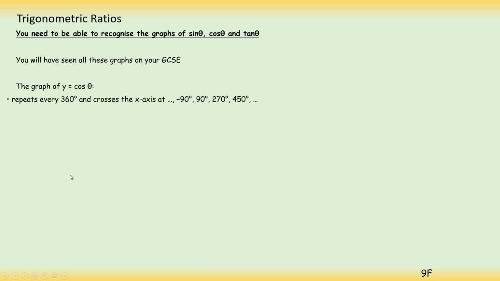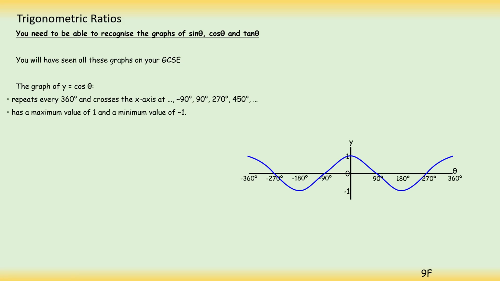Cos theta, it also repeats every 360 degrees and it crosses the x-axis at minus 90, 90, 270, 450. So you can see it's a mirror image on the y-axis, and that's what it looks like there. So hit pause, write the properties down and sketch the curve. You just want to sketch, it doesn't have to be perfect. Okay. When you're ready, hit play again and we'll look at the tan curve.